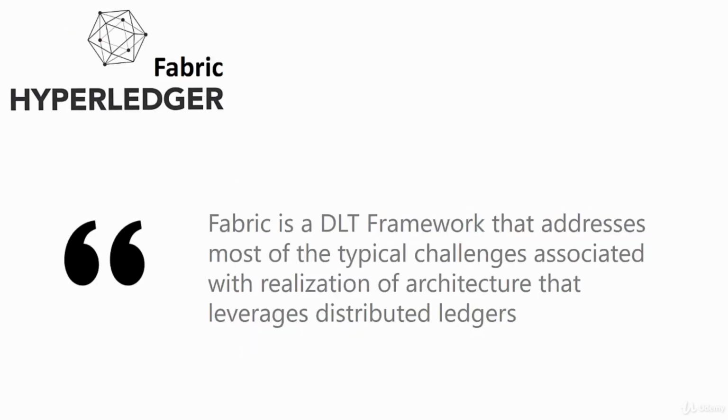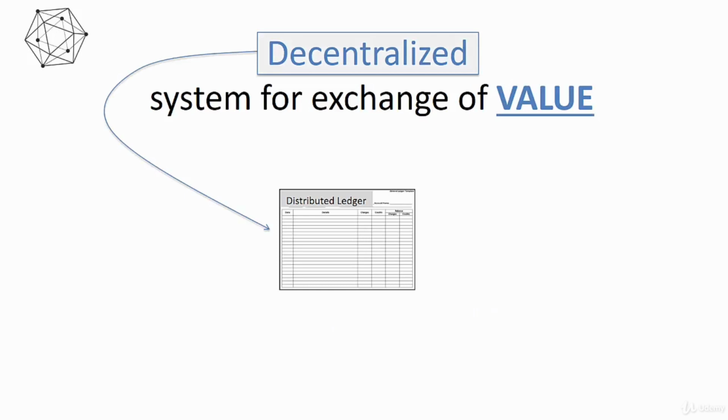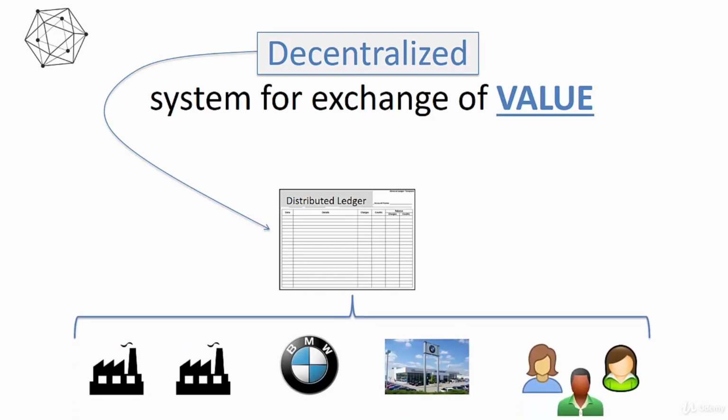Hyperledger Fabric is a DLT framework that addresses most of the typical challenges associated with the realization of architecture that leverages distributed ledgers. I started this lecture by describing Hyperledger Fabric as a decentralized system for exchange of value. The decentralization is achieved by way of the distributed ledger, that is, a ledger which is shared by all the participants in the business. The asset created by the manufacturer is added to the ledger, and then anytime the ownership changes for the asset, it is recorded in the ledger as a transaction.